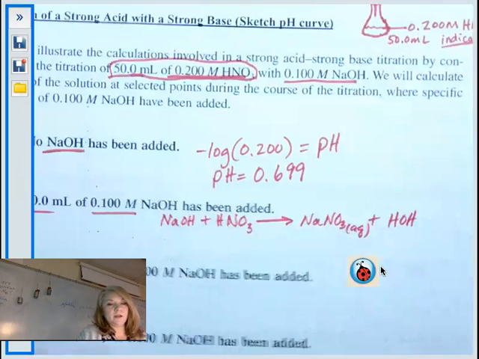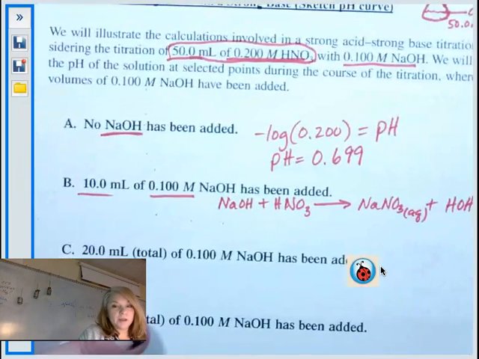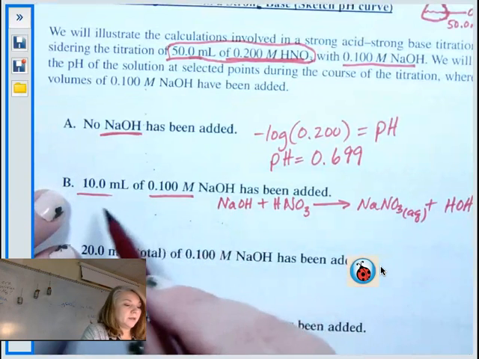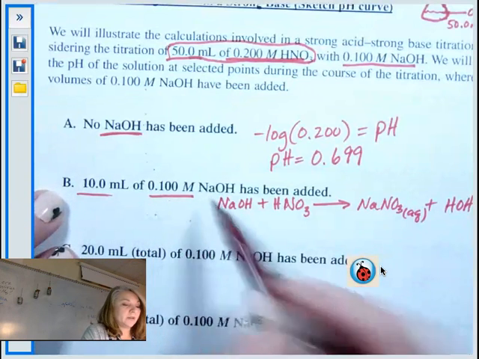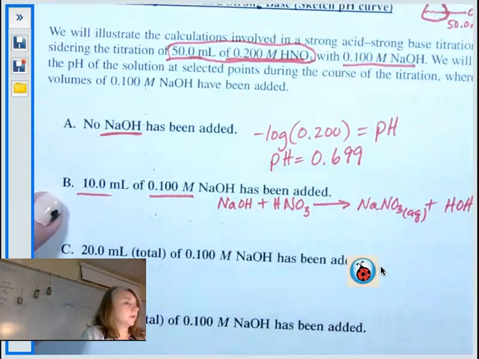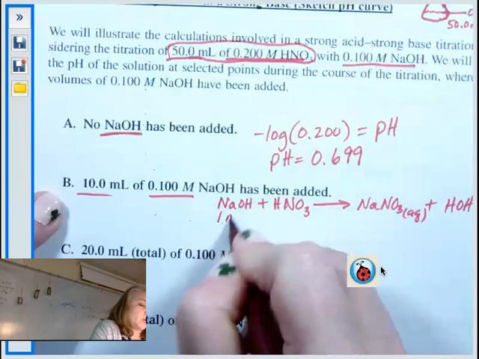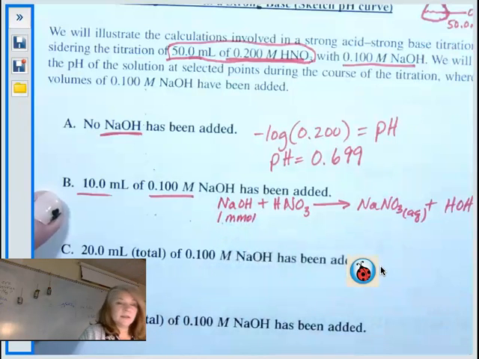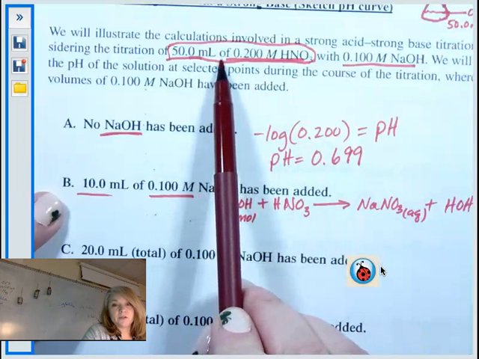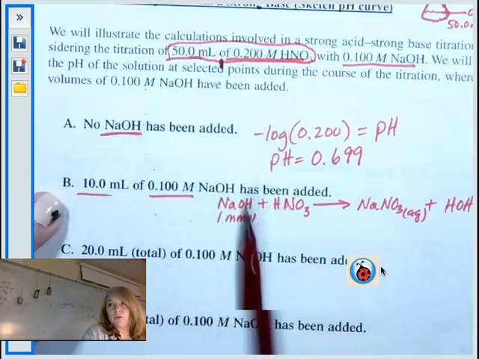Okay. Now, how much of each one do we have left? Well, we started off with 10 milliliters of a 0.1 molar sodium hydroxide solution. So let's work in millimoles. It'll make things a lot faster. 10 times 0.1 is what? 1. So we have 1 millimole of base. Now go back and let's look at how many millimoles of acid we have. We have 50, right? Milliliters. 50 times 0.2 is what?